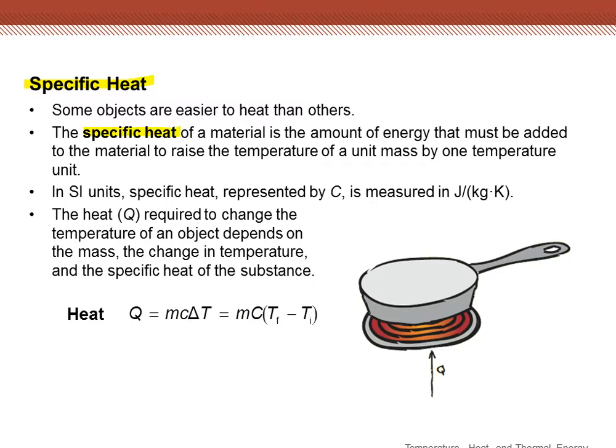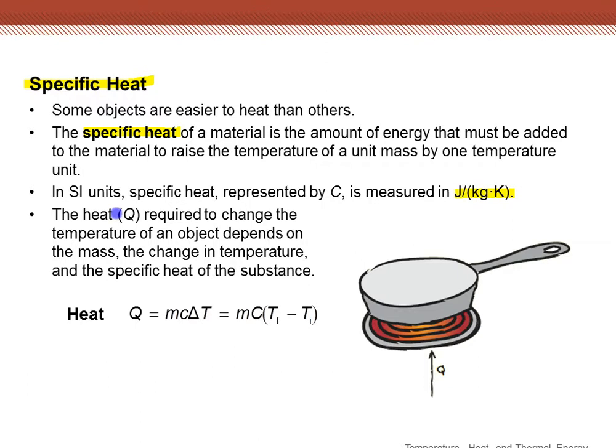And so this is a way to quantify that idea, that some objects are easier to heat than others. The specific heat of a material is the amount of energy that must be added to the material to raise the temperature of a unit of mass by 1 temperature unit. In SI units, specific heat is measured in joules per kilogram Kelvin.